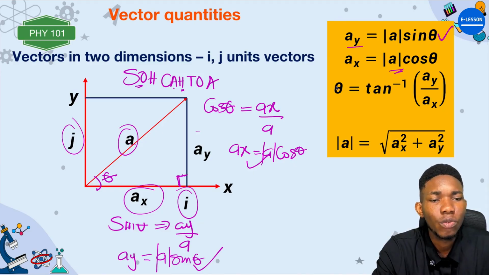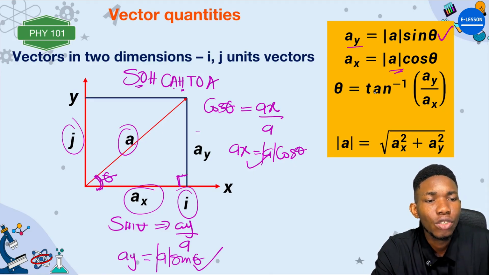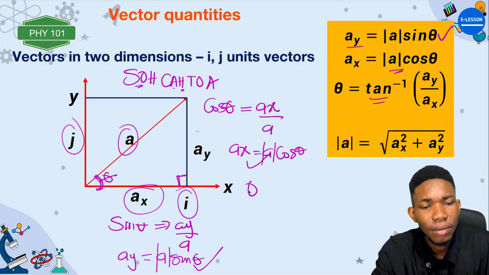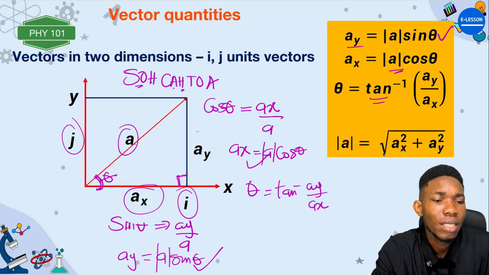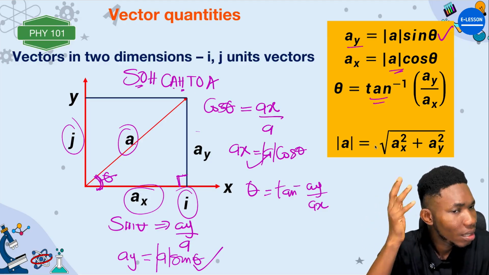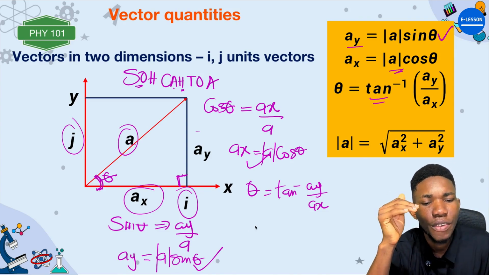So if they now ask you, find the angle, this angle here, it's made with the x-axis. You use the formula. Theta is equals to the tan inverse of what? AY all over what? AS. And of course, the magnitude of A is this. That's just basically what you have here. Is that okay?